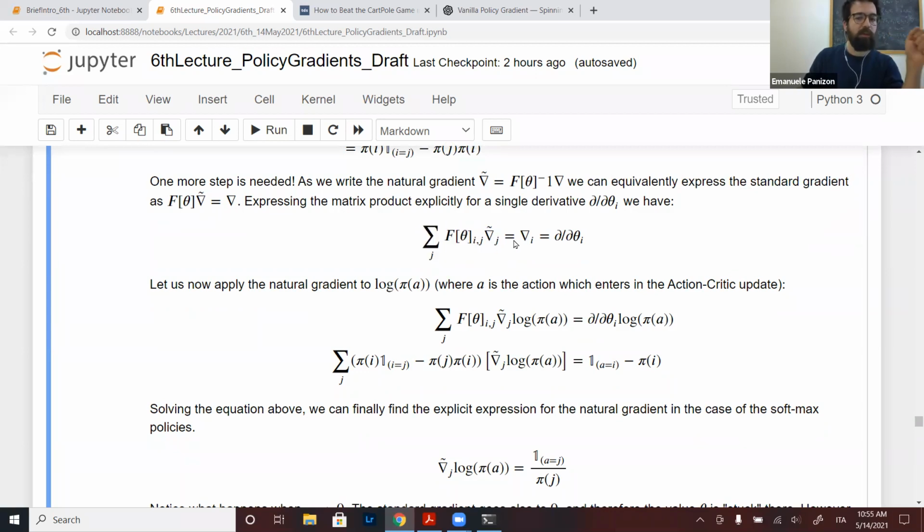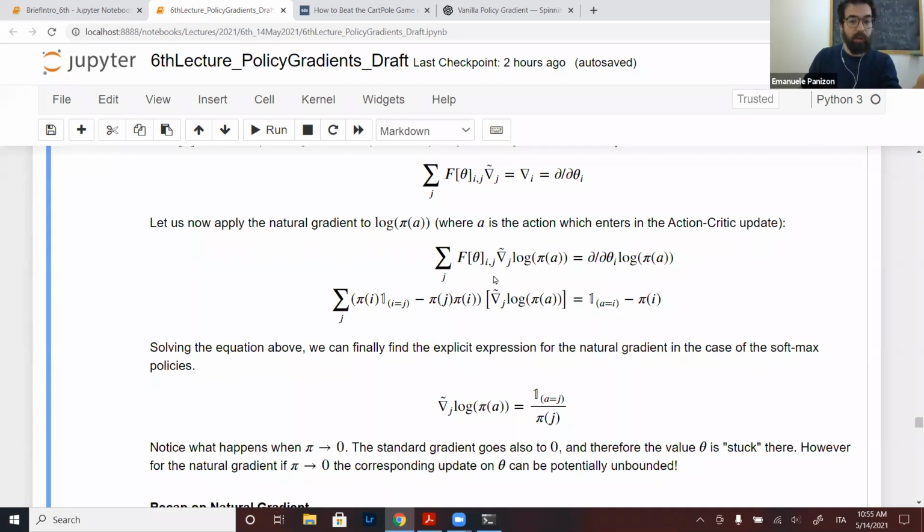So it's a matrix product. If I want to determine element i, I have to sum over j of the matrix element ij and element j here. Now we know that we want to apply it to the logarithm of the policy, because this is our end goal. So we plug it here. We apply all this term to the logarithm, and we separate the two. On the right, we already know the solution: if I do the derivative of the logarithm of the policy, I have 1 minus pi.